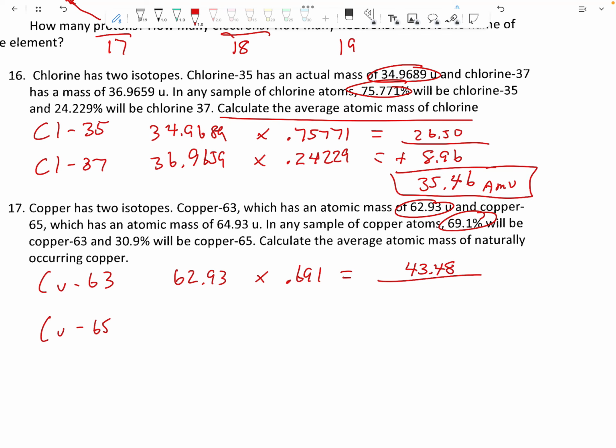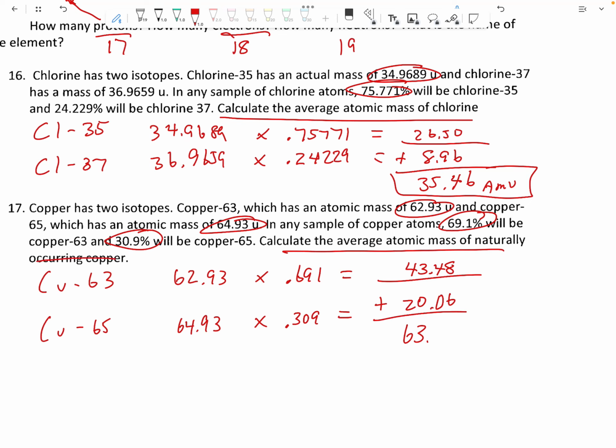Last one. The mass of the copper 65 being 64.93, multiplied by its percent, which was 30.9. We'll make that 0.309. Move that decimal 2 spots to the left. And we're going to get 20.06. We're going to add those 2 numbers together, and we find that the average atomic mass is 63.54 AMU, and that is that.